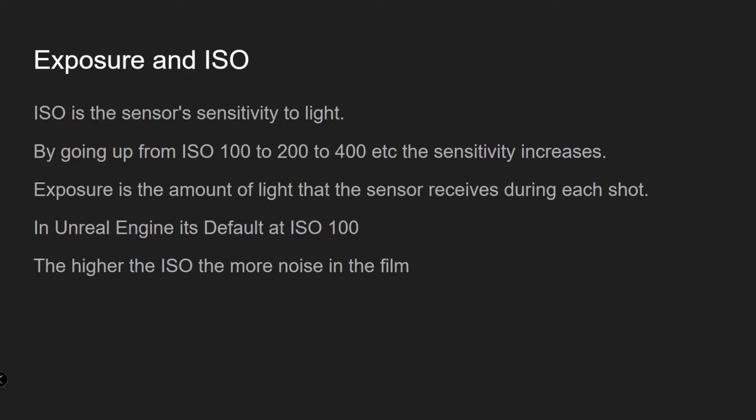Exposure and ISO. ISO is a sensor's sensitivity to light. By going up from ISO 100 to 200 to 400, etc., the sensitivity increases. That means if we're in a dark environment, we would want a higher ISO. But higher ISO can also mean that there is more noise in the film, so it would be more grainy if we took a photograph with a higher ISO. Exposure is nothing but the amount of light that a sensor receives during each shot. In Unreal Engine, the default ISO is set at 100.